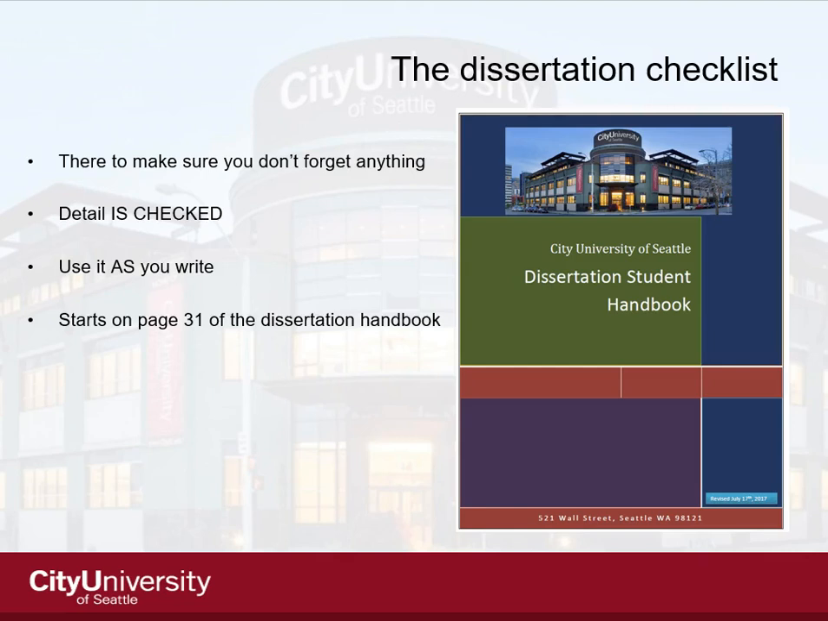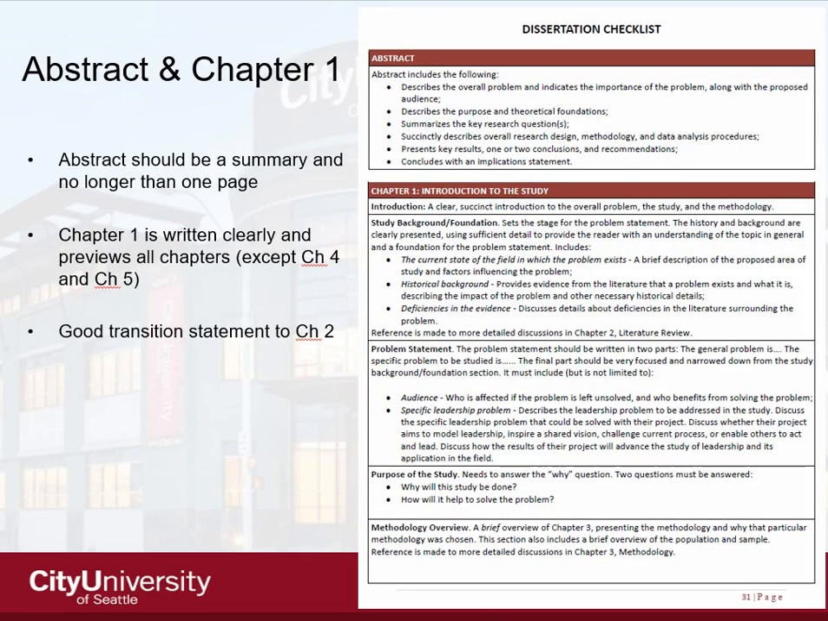It starts on page 31 of the dissertation handbook, and so I'm going to go over each chapter. It starts with the abstract in chapter 1. Now, if you look on this chart, if you follow exactly the way the dissertation checklist is laid out, you'll have a pretty good dissertation. If you answer all these bullet points, of course, don't answer them in bullet points, but write academically and write it out to include all of these points, you will do fine.